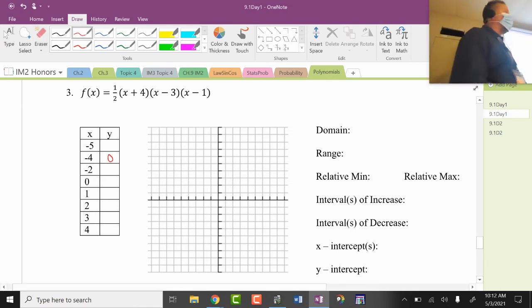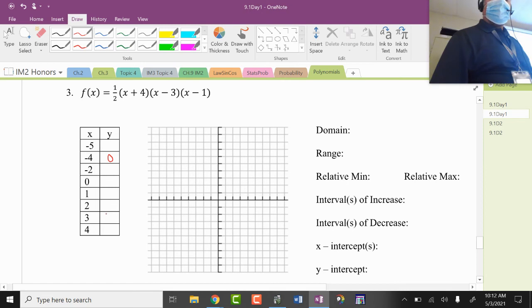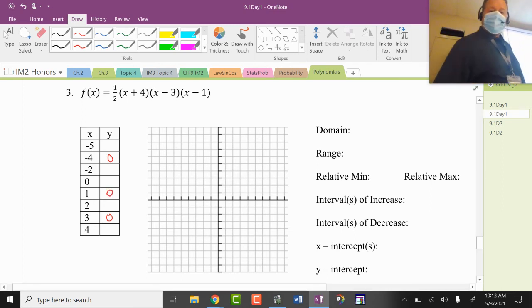For those that didn't get that back in the day, I know there's a lot of goofiness, though. What's 3 minus 3? 0 times 0, 0 times whatever, times whatever, times whatever is still 0. So when I plug in 3, I get 0 as an output value. Plug in 1, I get 0. Same old, same old. So I'm going to start with graphing those.